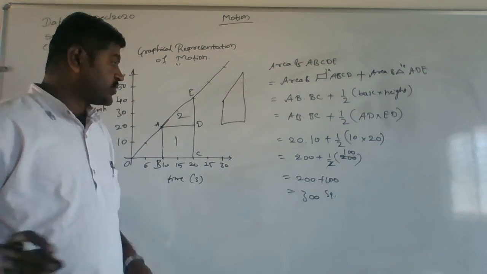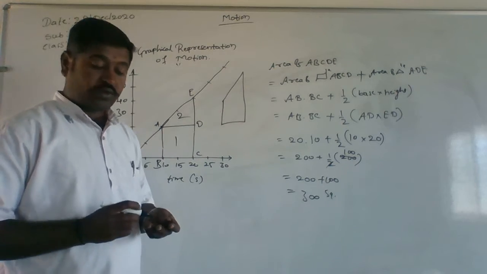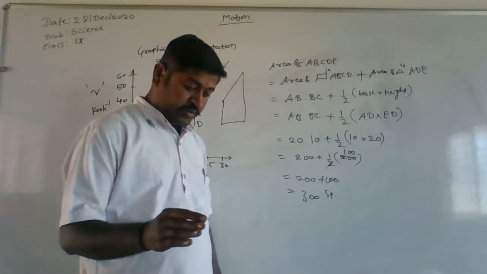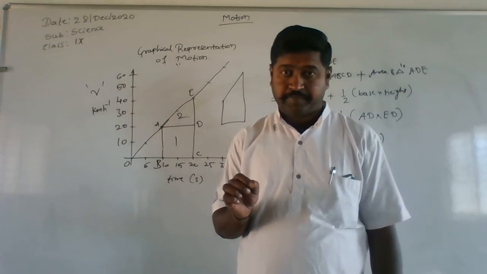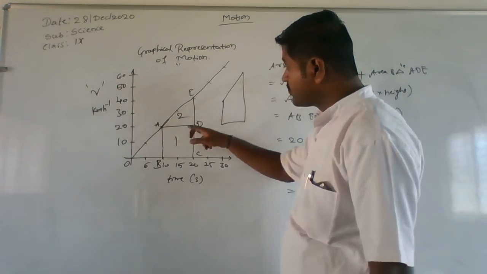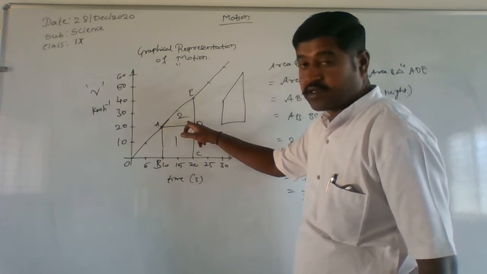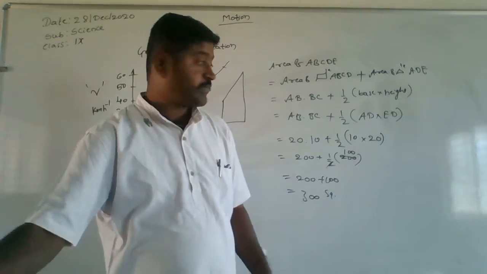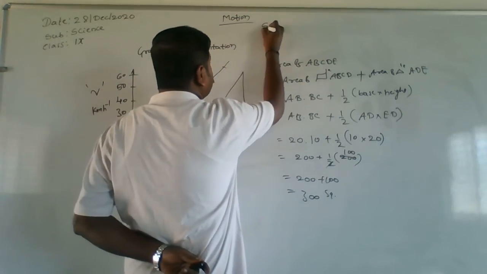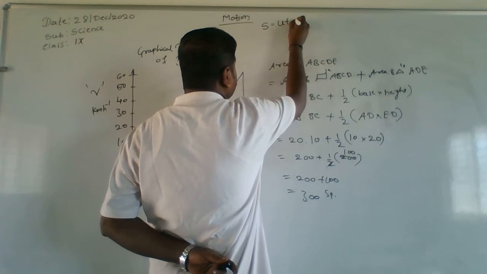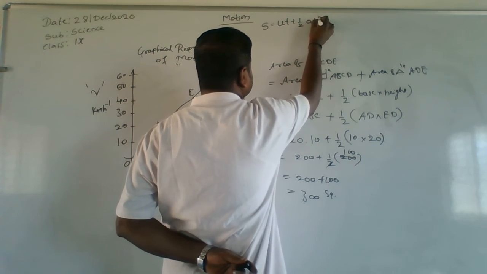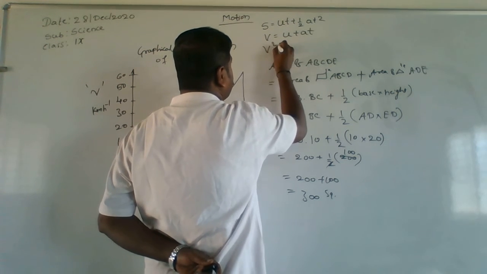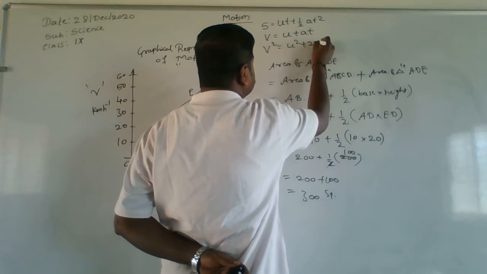Did you understand? So actually you have to do a calculation like this. Actually we have formulas on this rectangle, on this triangle, and even in this trapezium. We call them equations of motion. We call them equations of motion. That is, S is equal to ut plus half at square, v is equal to u plus at, and v square is equal to u square plus 2as.